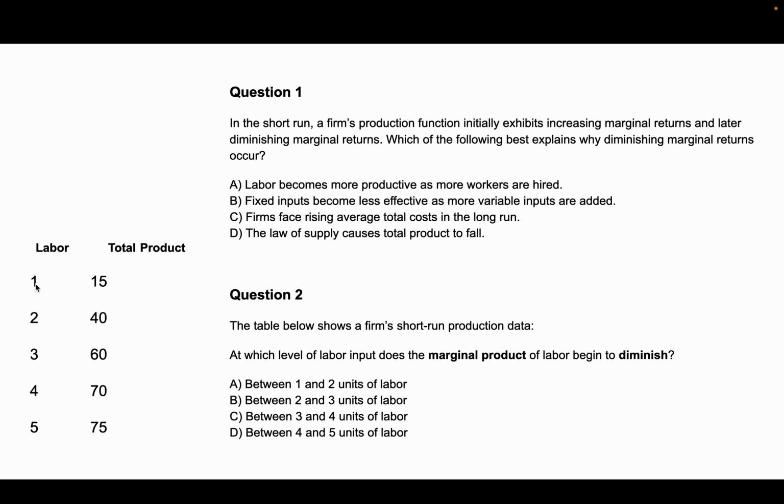So what's the marginal product of 1? Well, we have to find the change in total product. So the marginal product here would be 15. Here it would be 25 because 40 minus 15 is 25. Here it would be 20, then 10 because 70 minus 60 is 10. 75 minus 70 is 5, so here it's 5. So that's our marginal product. So when does marginal product begin to diminish? Well, here's 15, here's 25, and here's 20. We see it has to be between 2 and 3 because 25 just decreased to 20. So we get our answer as B.